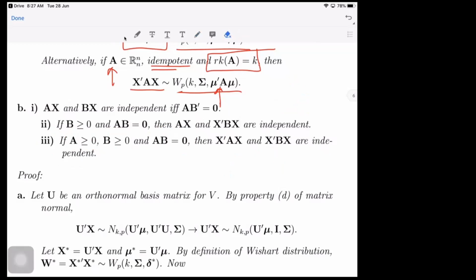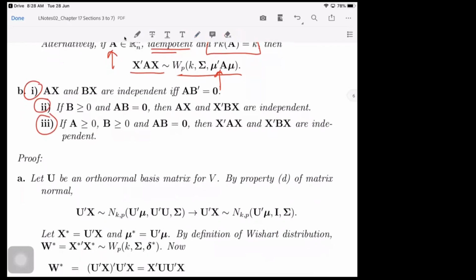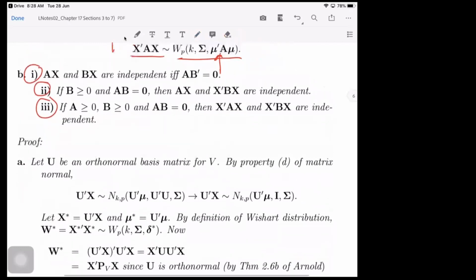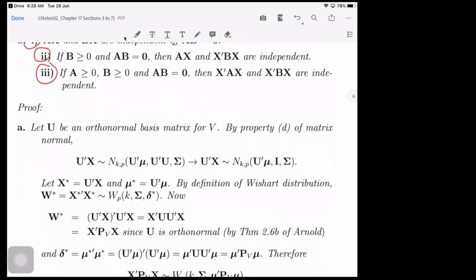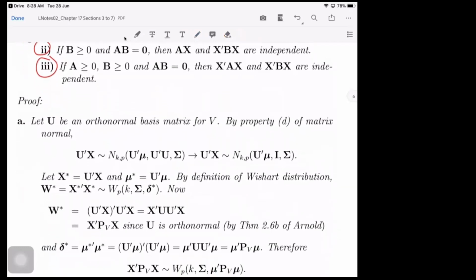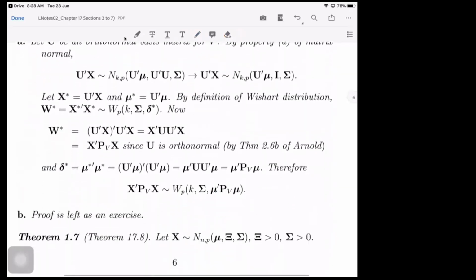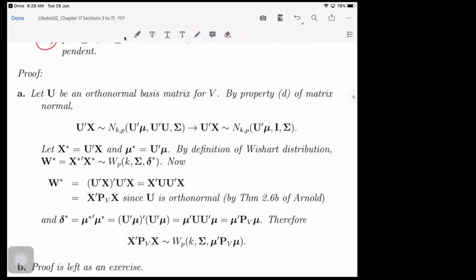So these three here are very useful in mathematical statistics, or in your inference also. I do not know if you have reached this part in your inference. So for the proof, which I skipped during the class, you just look at this proof, which uses the concept of an orthonormal basis matrix for V.